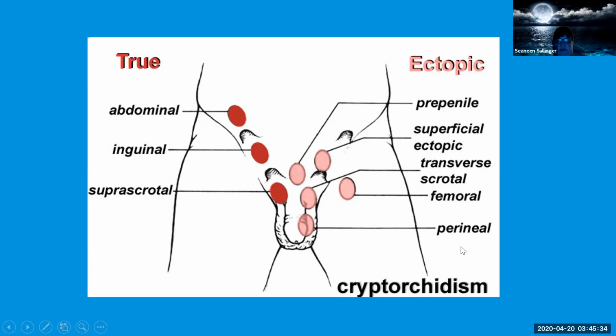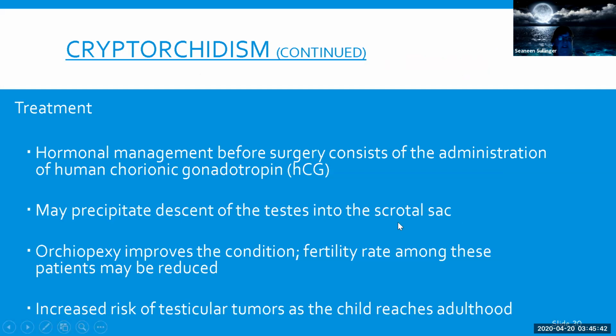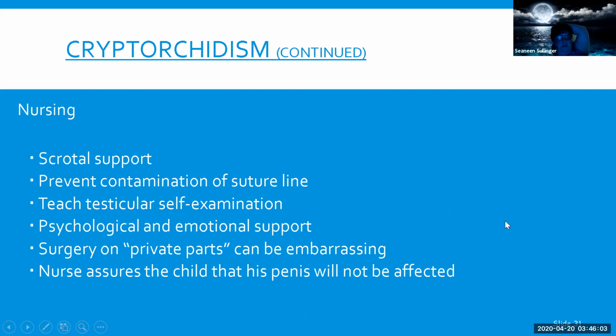And cryptorchidism on my NCLEX boards was the one thing I couldn't remember when I got the question about it. So there's that. So treatment, you can do hormonal management, which may help the testes descend. You can do an orchiopexy to improve the condition that lowers the testicle into the sac. There could also be an increased risk of testicular tumors with this condition.